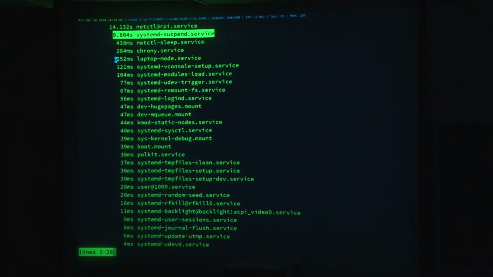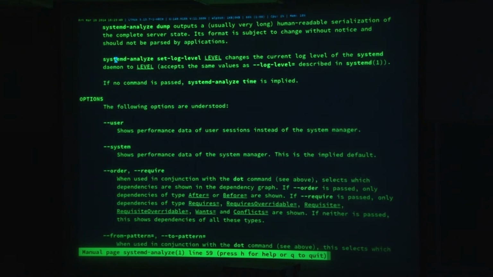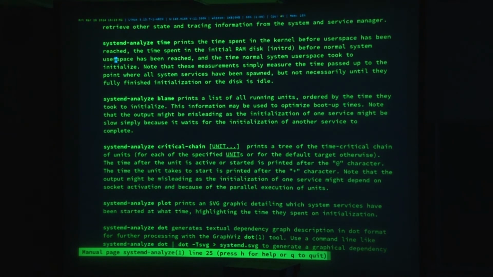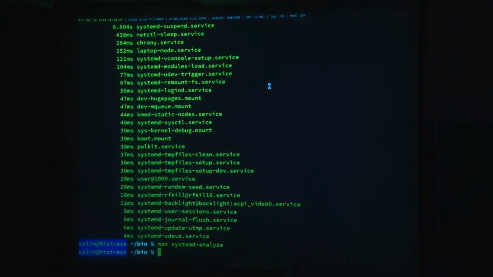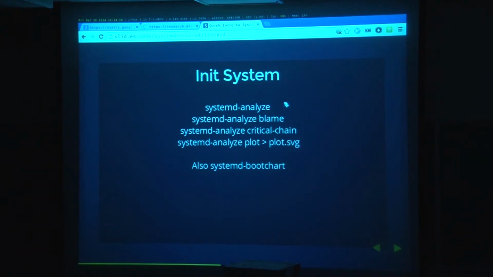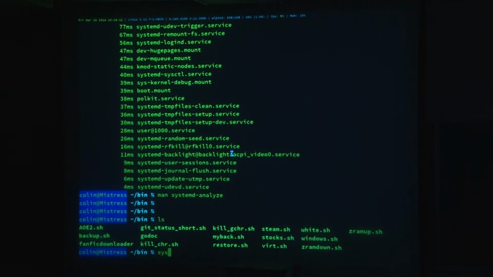If you want most time in your boot, you should run critical chain. And if you want to know exactly what they do, I recommend reading the systemd-analyze man page. So for example, blame prints a list of all running units ordered by the time they took to initialize. Note that the output might be misleading as the initialization of one service might be slow. Oh, because it waits for children. So I guess that sort of answers your question. Critical chain prints blah, blah, blah. You can read the man pages. So that's the simple usage. That's blame and critical chain. Another cool thing you can do is you can output a plot. So you can get it to actually plot your boot.